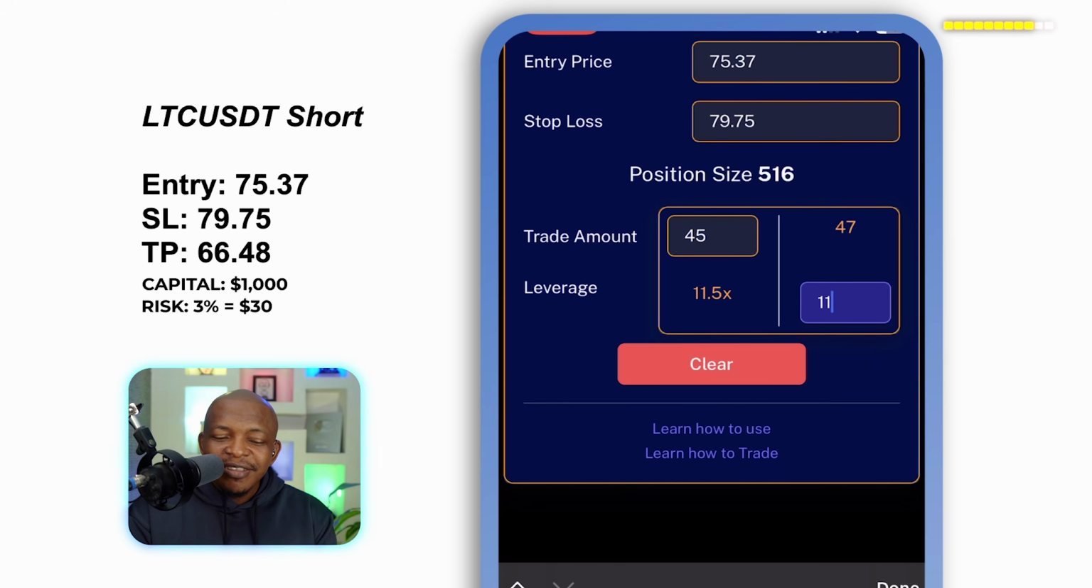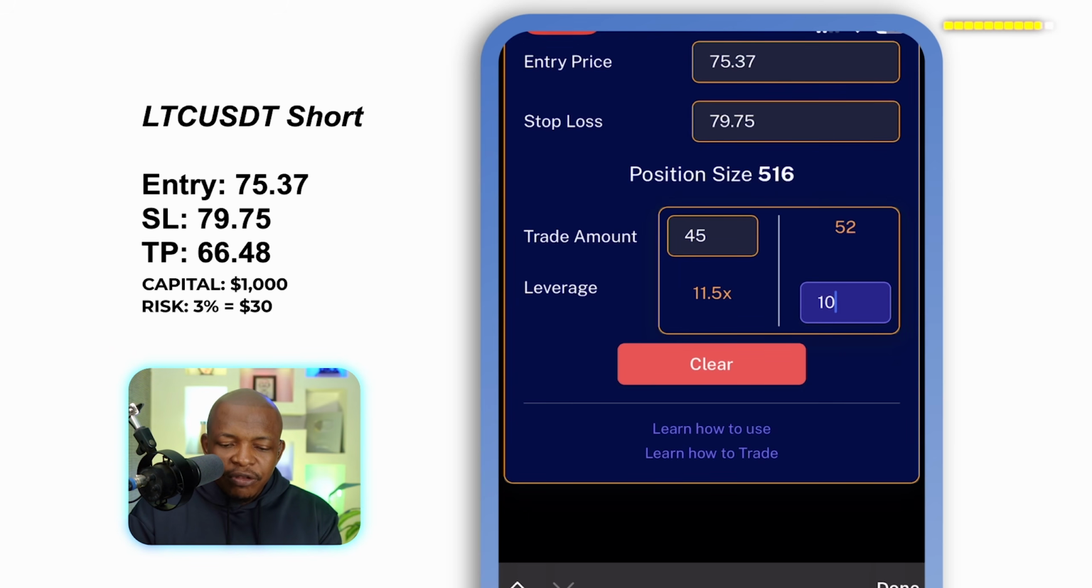When I win, $60. Even if I make this 10, my trade amount will be $52. The same thing, when I lose, $30. When I win, $60. I hope this is clear. So this is how you know the exact leverage to use for your trade.